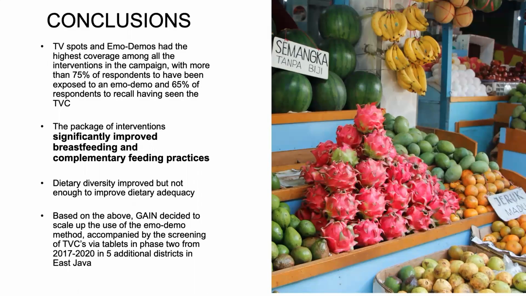So in conclusion, our spots were on national TV, and they had very good coverage, and mothers remembered them. Everybody remembered them. They all had elements of shock in them. The package significantly improved breastfeeding and complementary practices. It did not improve maternal intake of iron-rich foods, mainly because the time was too short. Dietary diversity improved. Based on this, we decided to scale up in Baduta 2.0, which is going on now from 2017 to 2020 in 5 additional districts. Next slide, please, Ben.